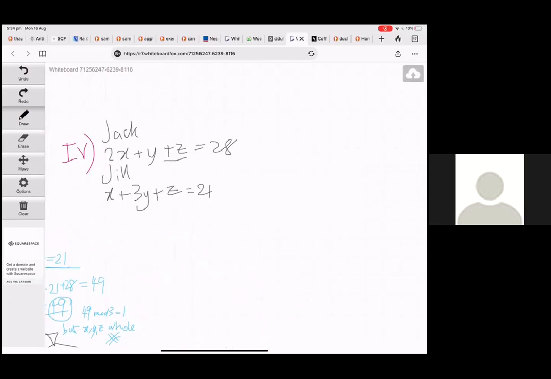So I've got x, I've got a z, and I've got a z. So I think probably the simplest thing to do at this point is to subtract Jill from Jack. So we get 7 is equal to x minus 2y.